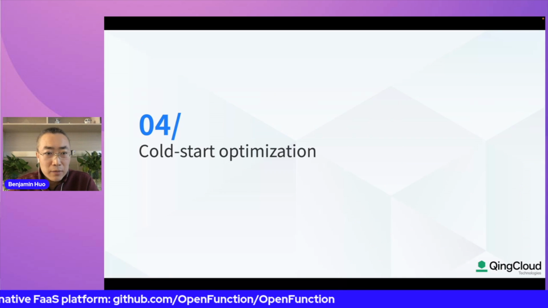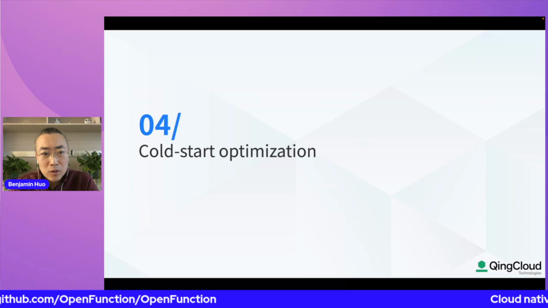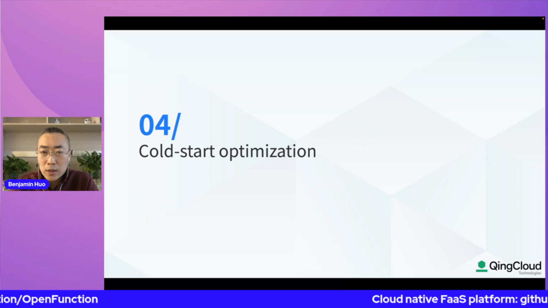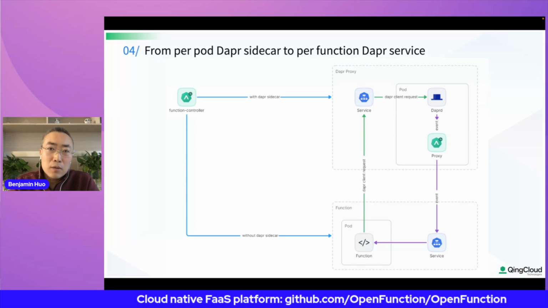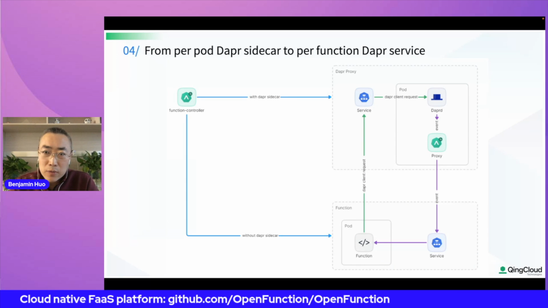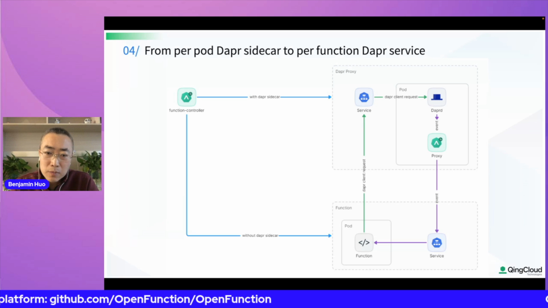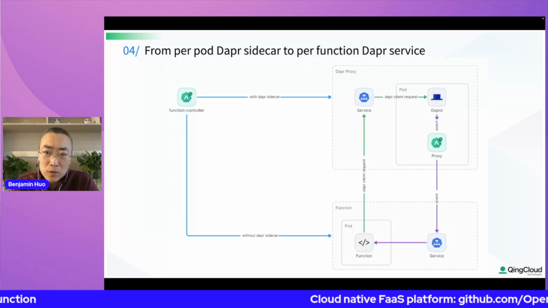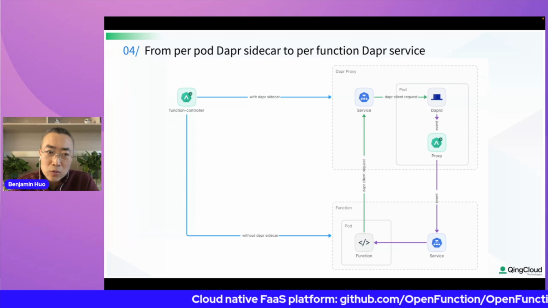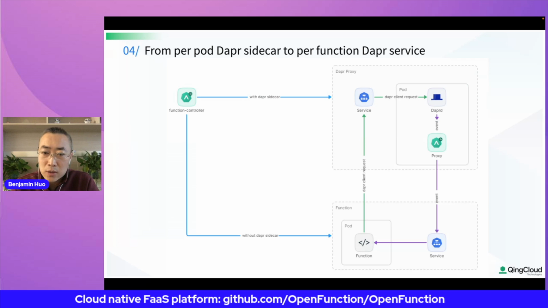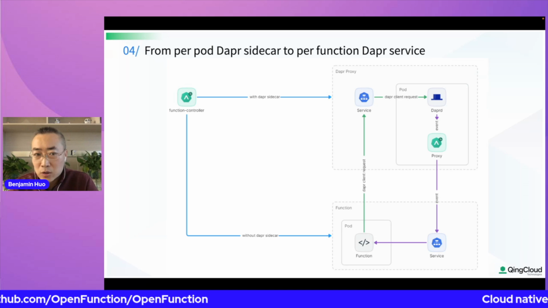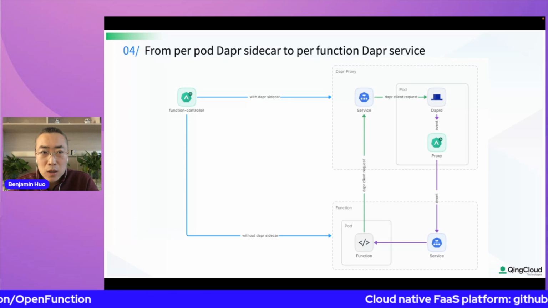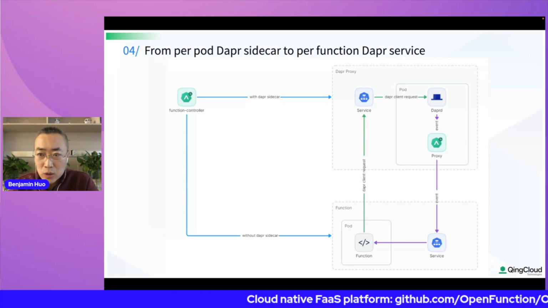We have a plan to optimize the cold start. In the latest release, 0.8, we actually moved the Dapr sidecar from the function pod into a separate Dapr proxy service. This way, the function instance will be started much faster than before. There is no Dapr sidecar inside the function pod. So we have already finished this feature in the latest release.